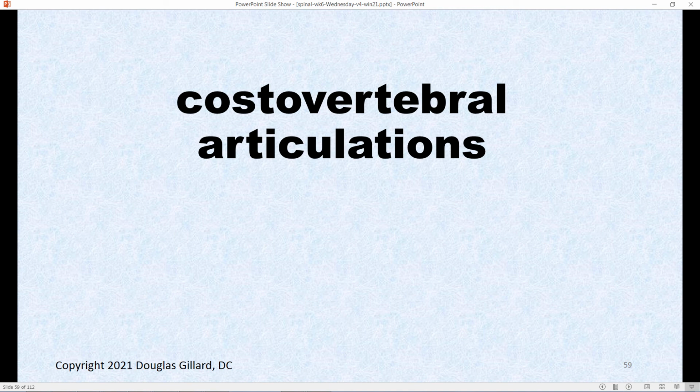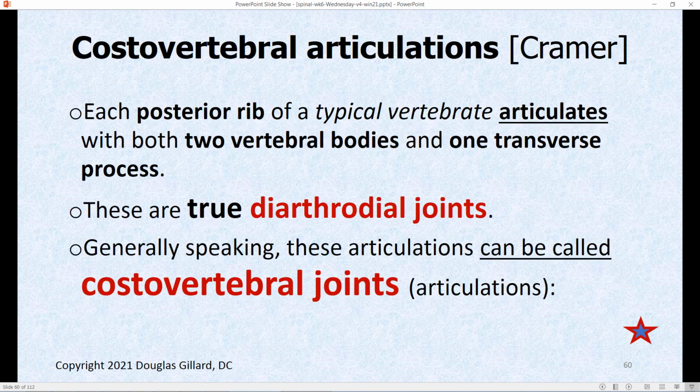Let's go just a little bit further, because, well, we're going over these in lab, but let's go over the costovertebral articulations, and then we'll call it a day. So costovertebral, so that must be the junctions between the ribs and vertebrae.